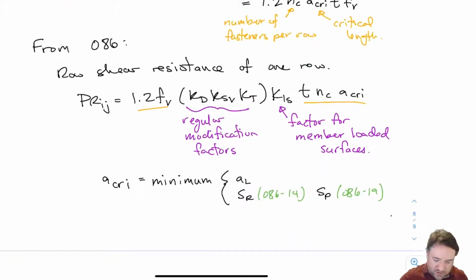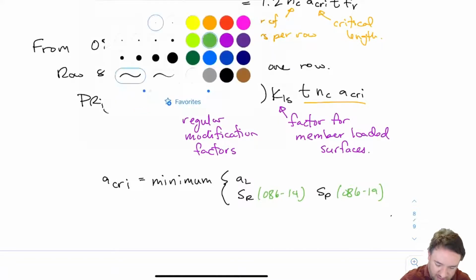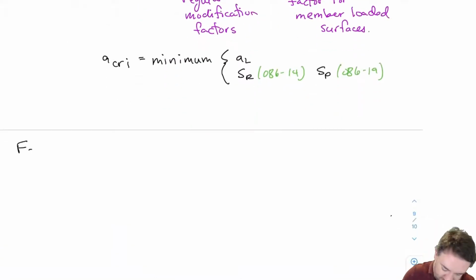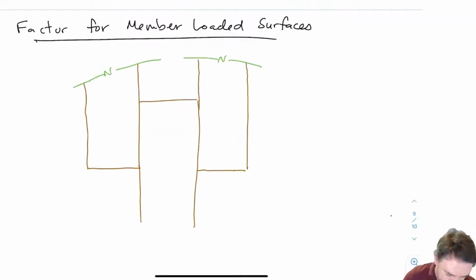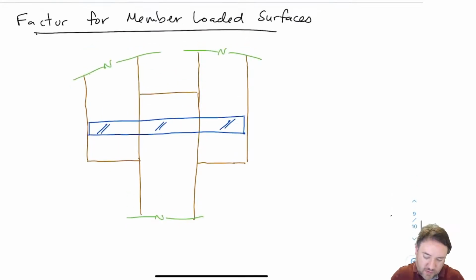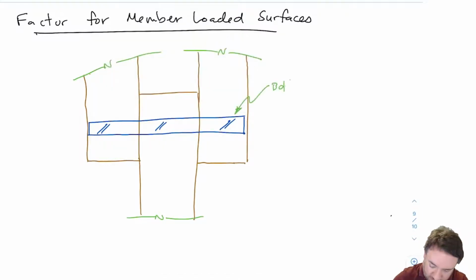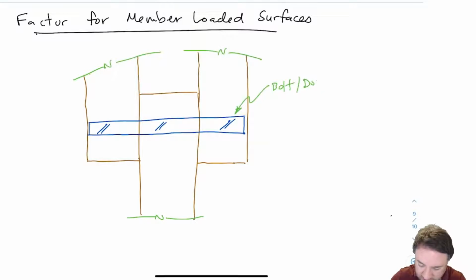So what about this factor for member-loaded surfaces, KLS? What is that? Here is a 3-member connection. This applies to 2-member connections as well, but it's only different for 3-member connections. So here's a 3-member connection with a bolt or a dowel. I've kind of drawn it as a dowel. Remember, a dowel is just a friction fit pin, basically, that acts the same way as a bolt, except it doesn't have a head and a nut.